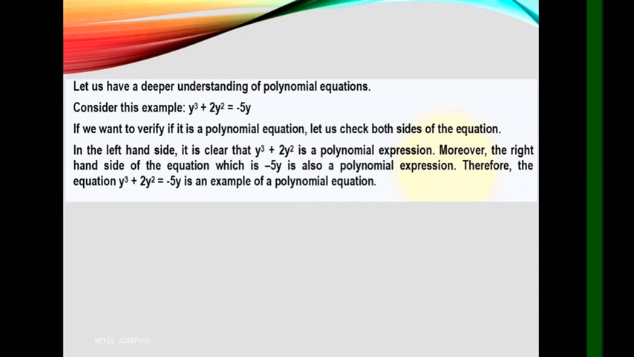Consider this example. y cubed plus 2y squared equals negative 5y. If we want to verify if it is a polynomial equation, let us check both sides of the equation. In the left-hand side, it is clear that y cubed plus 2y squared is a polynomial expression. Moreover, the right-hand side of the equation, which is negative 5y, is also a polynomial expression. Therefore, the equation y cubed plus 2y squared equals negative 5y is an example of a polynomial equation.